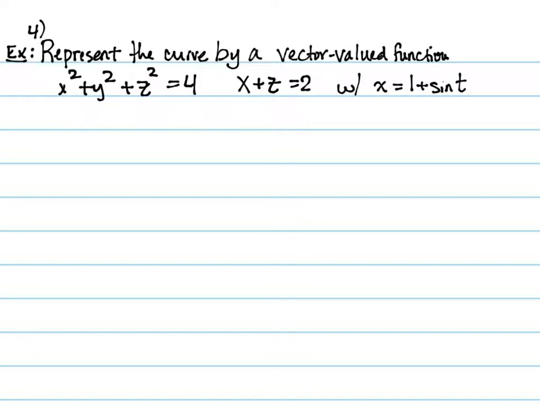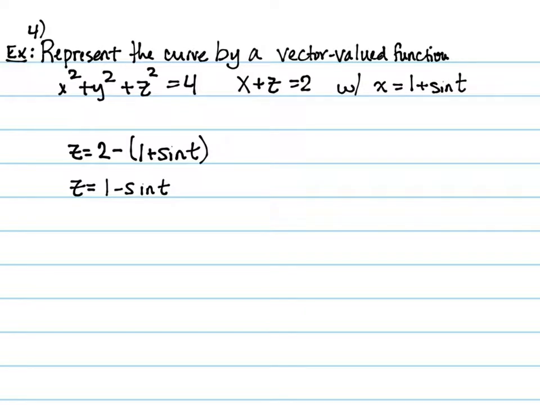So they tell us that x is equal to 1 plus sine of t. We can use that information and the second equation given, that x plus z is equal to 2, to figure out z pretty quickly. So my z value, if I move x to the other side, is 2 minus x, and the x value they gave me was 1 plus sine t. So what will z be? 1 minus the sine of t.